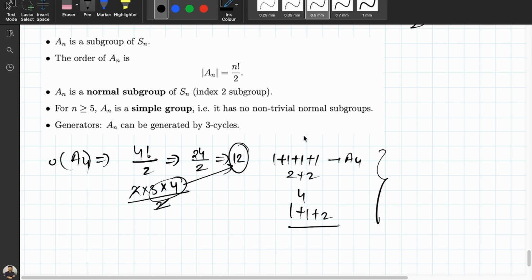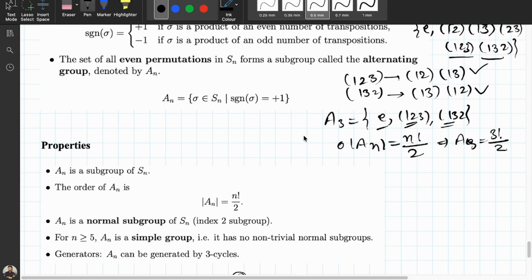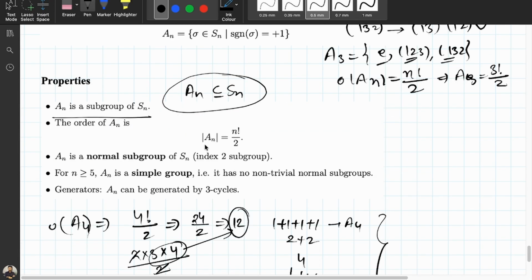Now how to find the elements of a given order? That is the same process by which we found it in S3. What are the properties here? An is a subgroup of Sn, which I will explain in the next subgroup video. An is also a normal subgroup of index 2. It means it is an abelian kind of thing, that I will explain to you in the subgroup form.